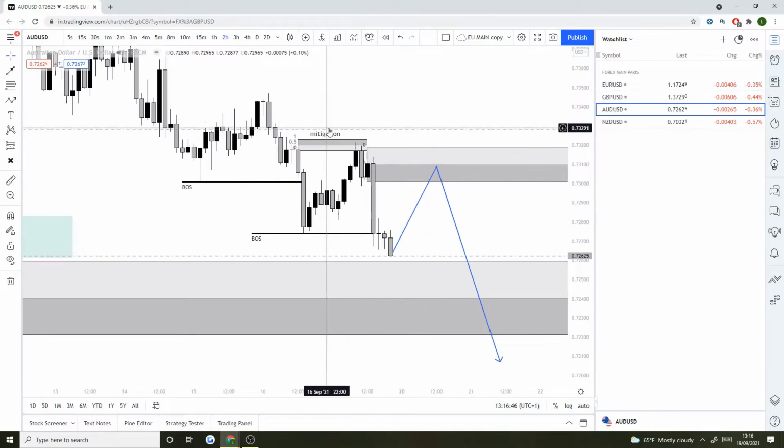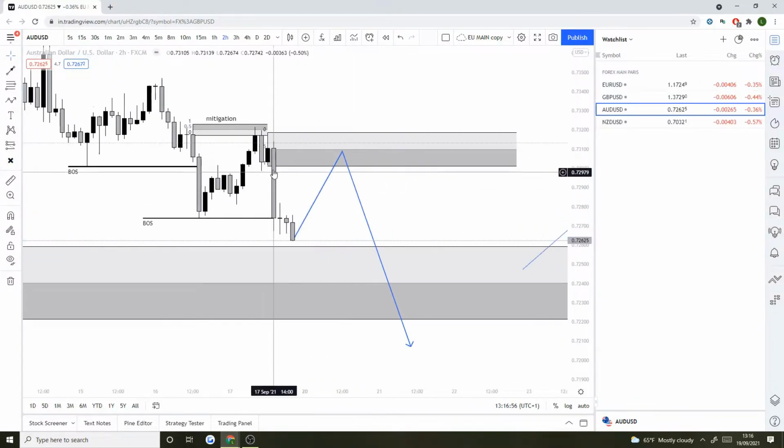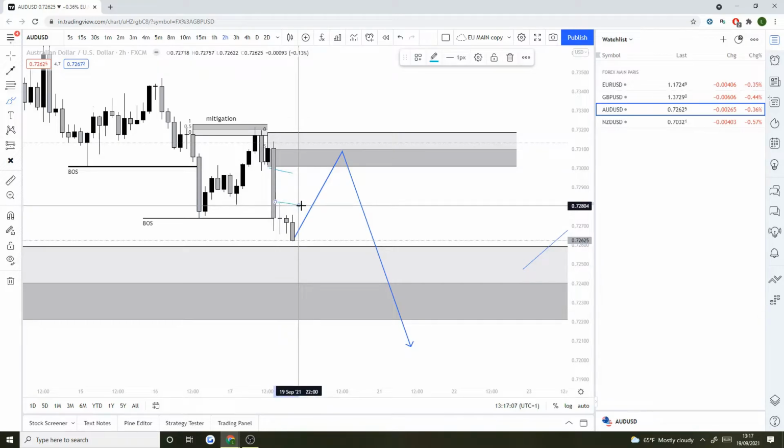So for me, that is the process of mitigation playing out, which shows that the institutions have mitigated some of their orders here. And then we've got another break. So what this has left behind is a clear POI candle or an order block candle with imbalance here. So there's imbalance from there to there.